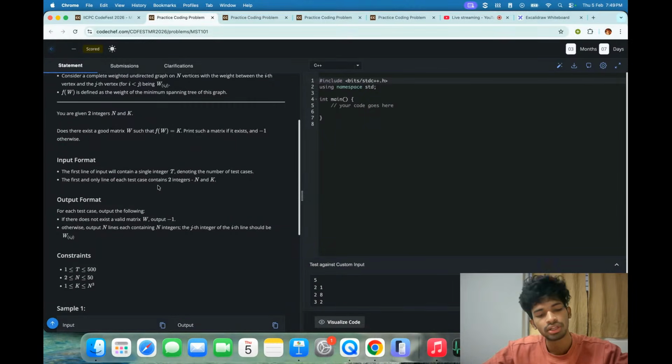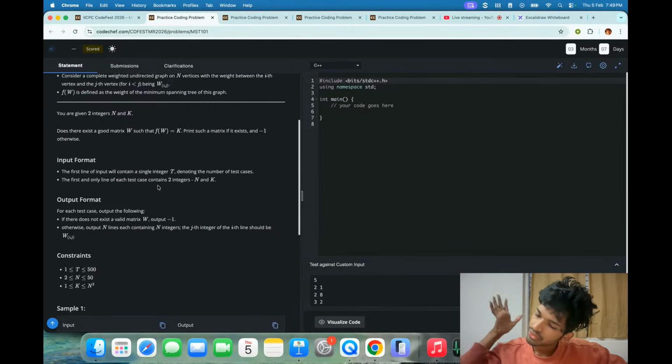You have to give importance that the values are from 1 up to so on, increasing. And then minimum spanning tree.